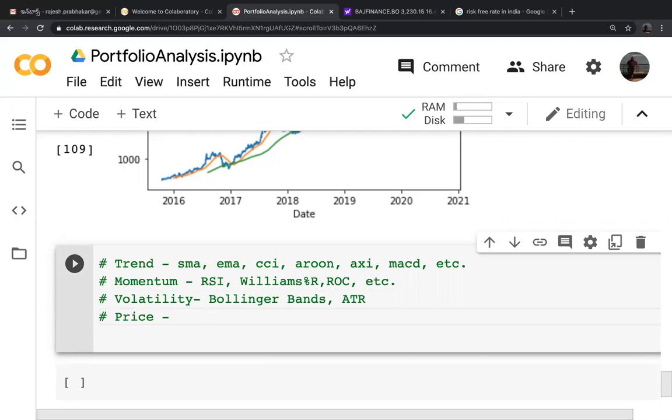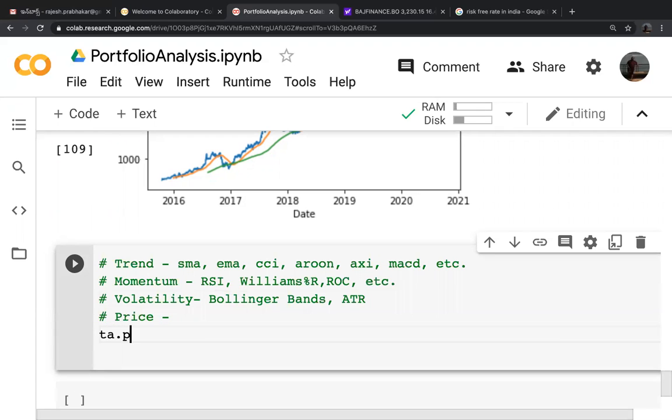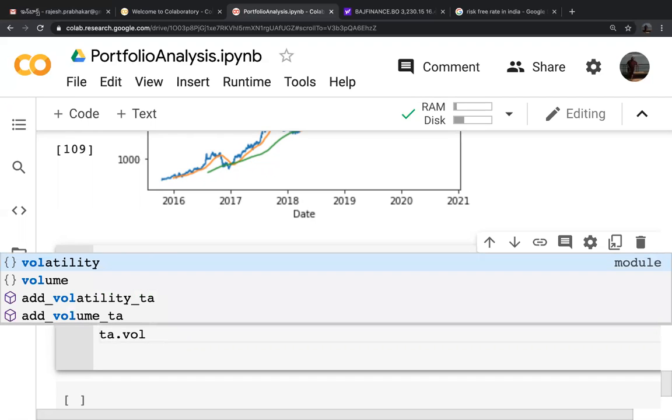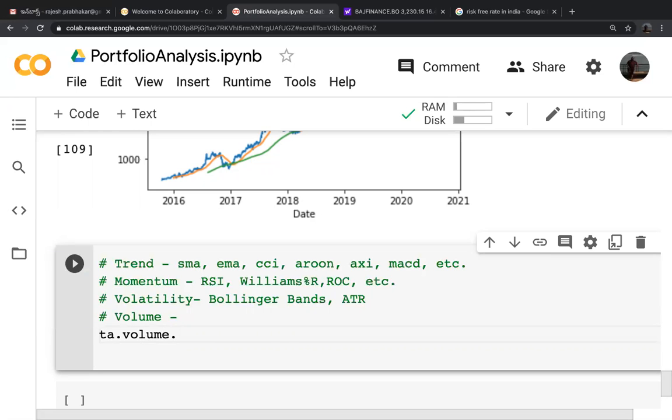And then price indicators. We have price indicators also. So TA dot price dot tab. Sometimes the net is very slow, so we are not getting it. Not price, sorry. TA dot volume indicator. Price is not an indicator; volume indicators are based on volume. So TA dot volume dot and tab.